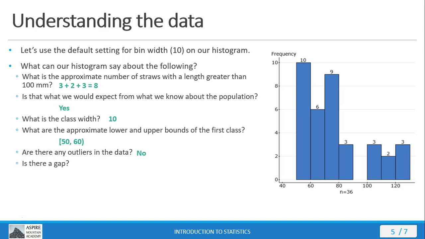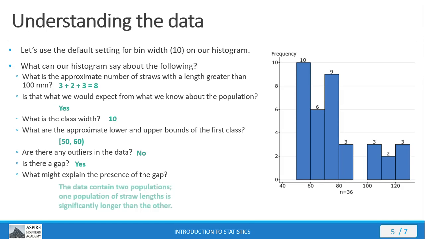Is there a gap? Yes, we've already seen that there's a gap here. We've already established that. Now, what might explain the presence of the gap? Well, as we've already discussed, there are 2 distinct populations here. One population has straws that are considerably longer than the other population.